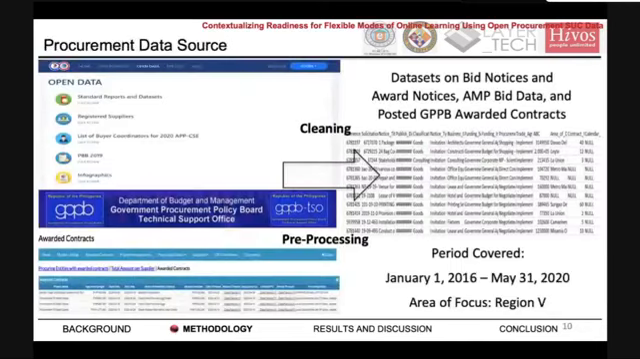For the data collection, the primary source of procurement data here are the most recent PhilJEPS data set. PhilJEPS, the Philippine Electronic Procurement System, and GPPB, or the Government Procurement Policy Board data. This is from January of 2016 to May of 2020. So the area of focus is only in Region 5.